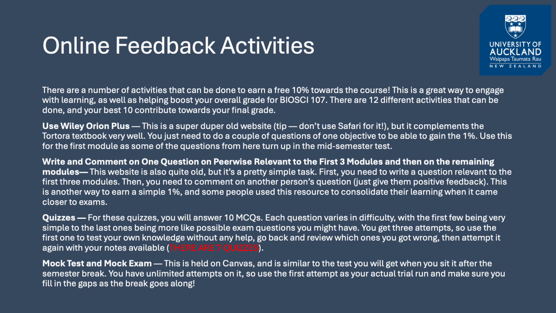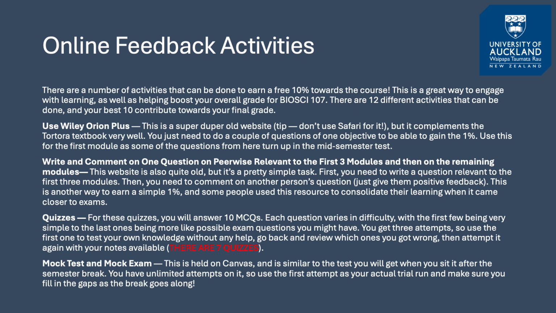Okay, so now looking at online feedback activities, there are a number of activities that can be done to earn a free 10% towards the course. So this is a great way to engage with learning as well as help boost your overall grade for BioSci 107. There are 12 different activities that can be done, and the best 10 contribute towards your final grade.